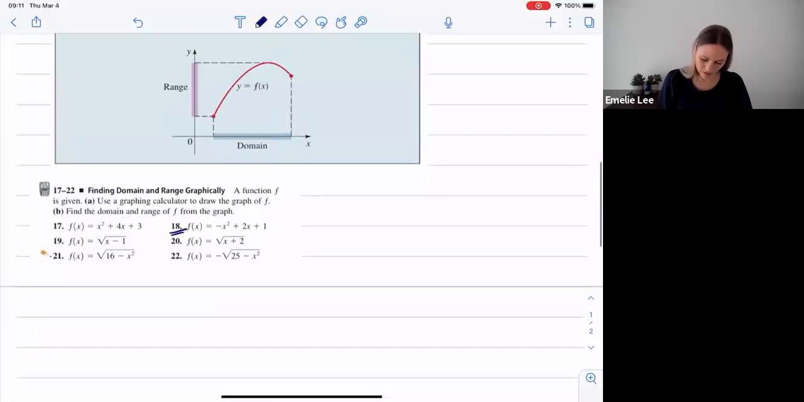So we're going to use a graphing calculator to draw the graph of f. Of course, we're going to use Desmos, and then we're going to find the domain and the range of this graph, okay? And so I want to use a negative function to show you what happens, right?